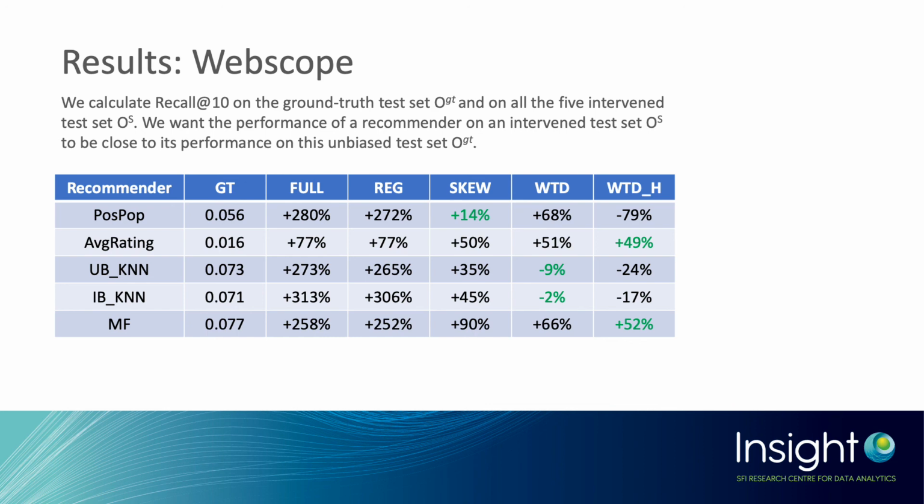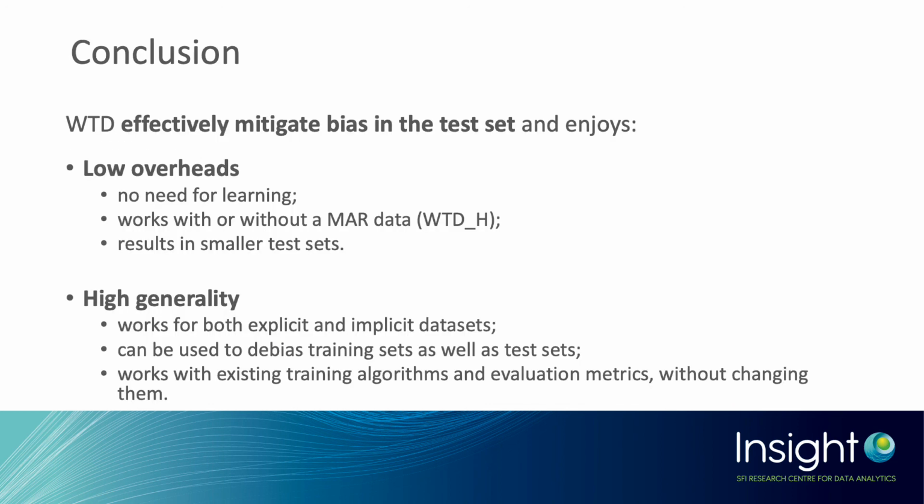This fact is expected to some extent because skew is a popularity bias specific intervention strategy. Comparing only WTD and WTDH, we find that both are close to each other, but we also find that the former more closely approximates the ground truth for PostPop, UBKNN and IBKNN, while the latter does it for MF and AVG rating. In conclusion, we have presented WTD, an intervention approach that effectively mitigates the bias in the test set.